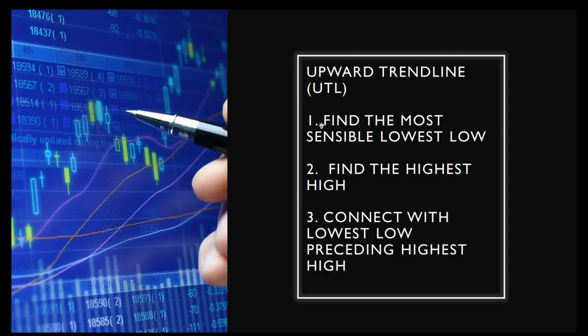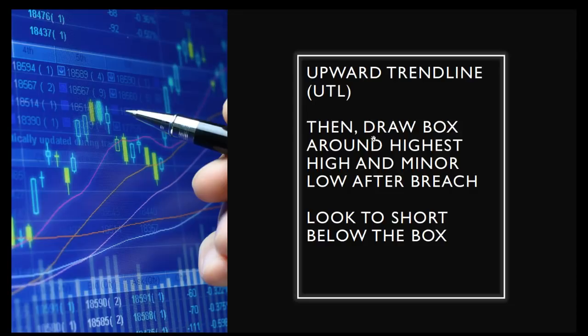So step 1, find the most sensible lowest low. Step 2, find the highest high. And 3, connect with the lowest low preceding the highest high. And then draw a box around that highest high and the minor low after the breach of that trend line, and look to short below the box.